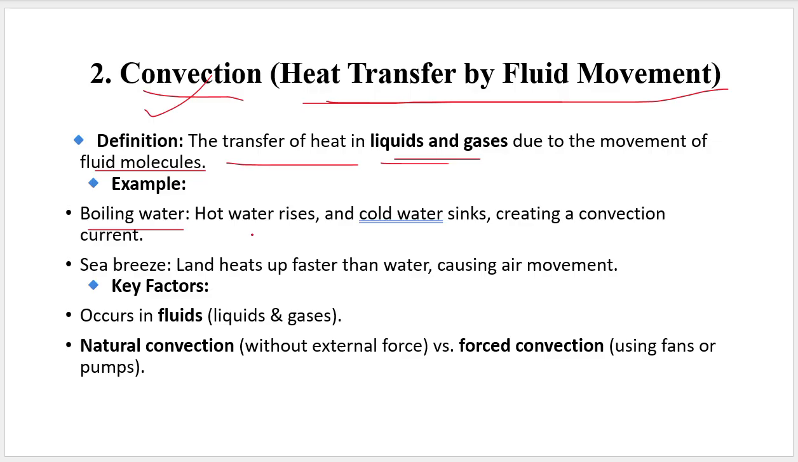Okay. Example: boiling water. Just take boiling water. Hot water rises due to boiling, and cold water sinks. Cold water always sinks, creating a convection current. Okay, boiling water.